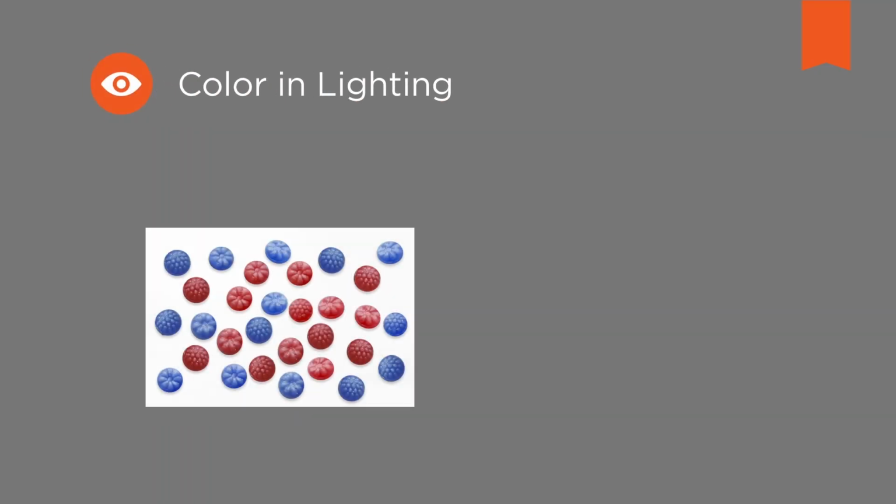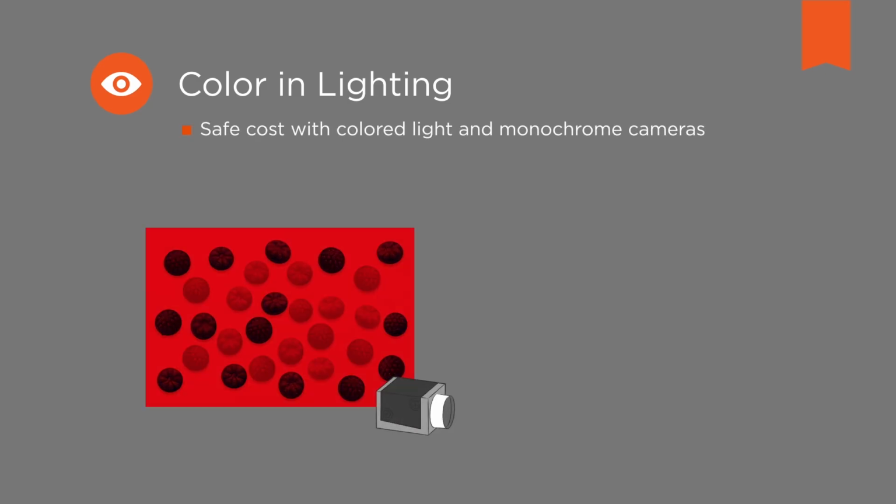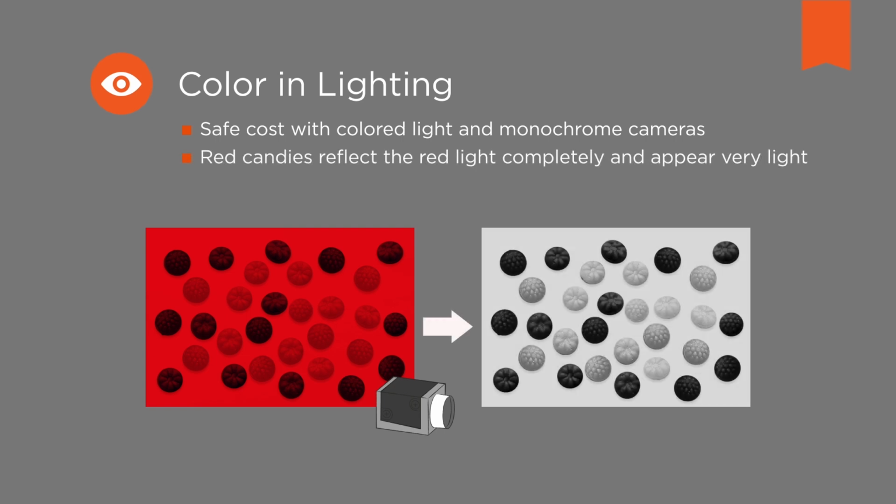Imagine an inspection task requiring red candies to be separated from blue ones. To save costs, the trick is to use red light and monochrome cameras. The red candies reflect the red light completely and thus appear to be very light, while the blue ones primarily absorb the light and appear as dark. The light source and its wavelength is thus a decisive component of a vision system.